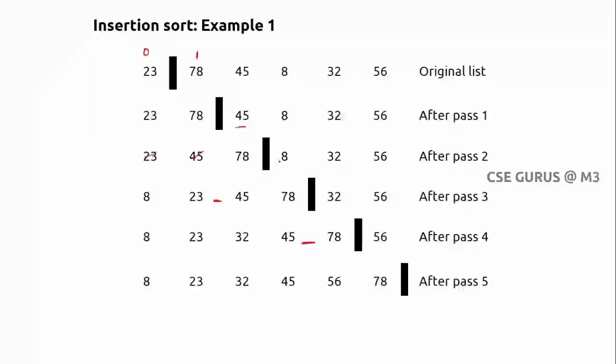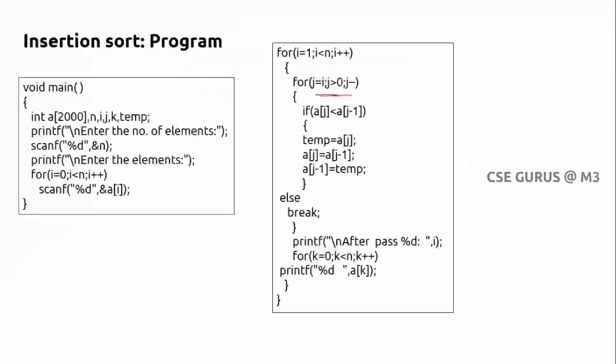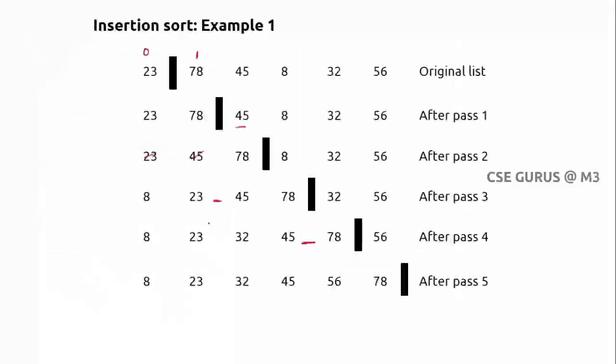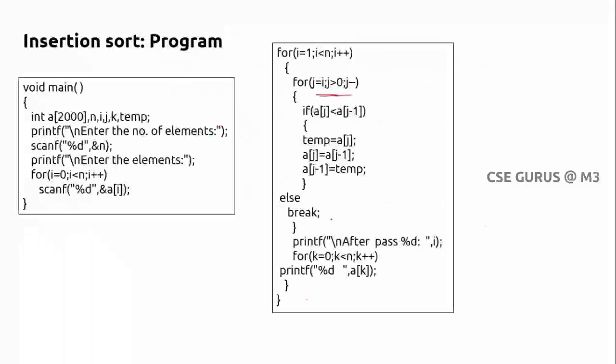Here let us suppose 98 is there. Is 98 less than 78? False. It goes directly to the else part, break. No need to do anything more. Is that right? So like this it will go. This is swapping every time. Let us suppose I take 32: 32 and 78 swap, and 32 and 45 swap. 32 and 23, no. So that's why break. This is the logic here.